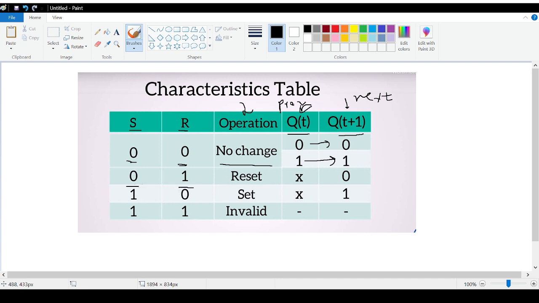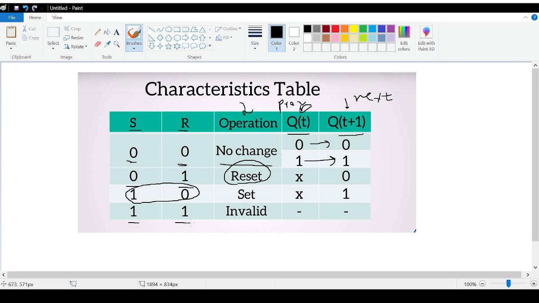Now let's come to the next command. S is 0, R is 1. If S is 0 and R is 1, this stands for reset. This means it doesn't matter what value was stored before, my next value will immediately become 0 because I am resetting my flip-flop. Next we have the set command. If S is 1 and R is 0, this is my set command. This means no matter what value was stored before, my next value will become 1. My flip-flop will forget its previous value and store 1 inside it.